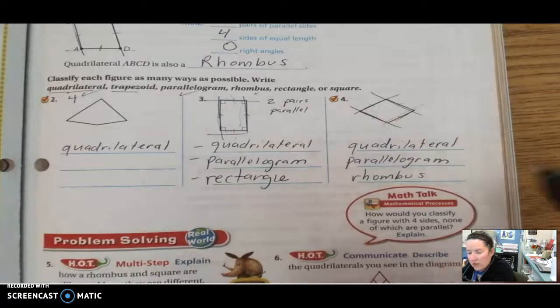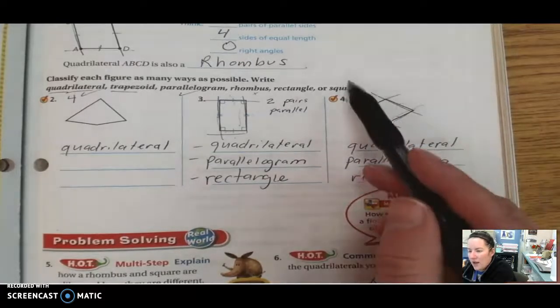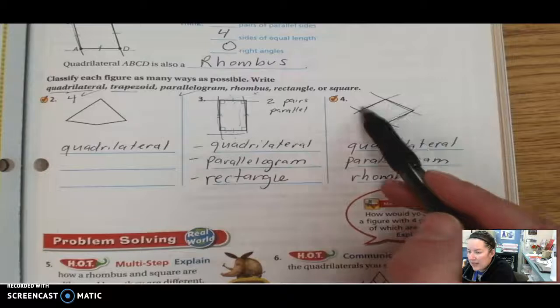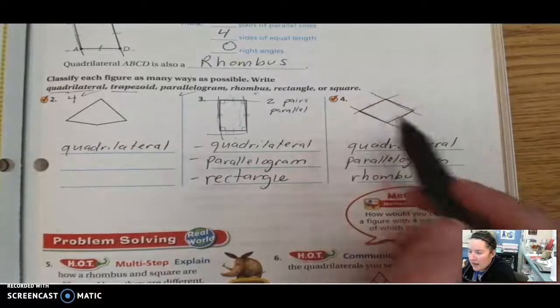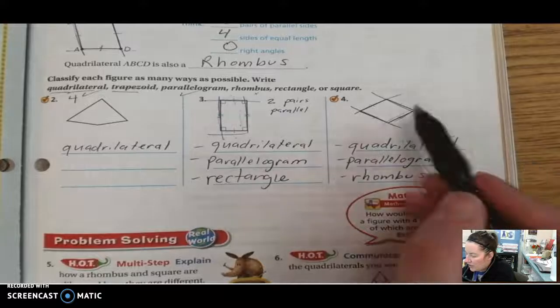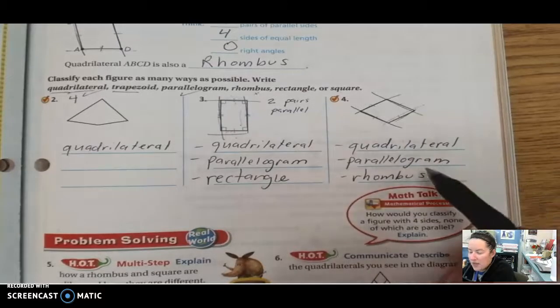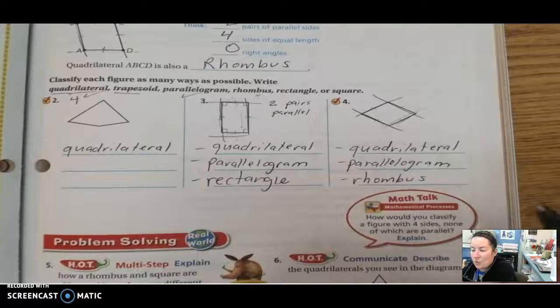A rectangle has to have right angles. Does this have right angles? No. A square has 4 equal sides. Yes, we have that, but a square has to have right angles. Does this have right angles? No. So the 3 things you could call this are: yes, it's a quadrilateral, it's also a parallelogram, and it could also be called a rhombus.